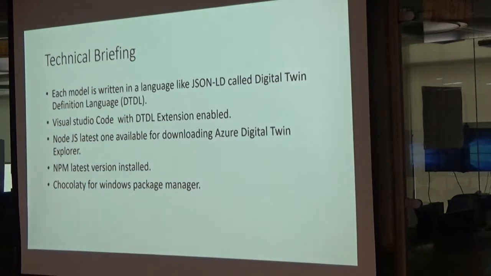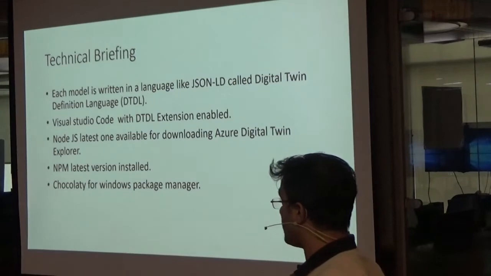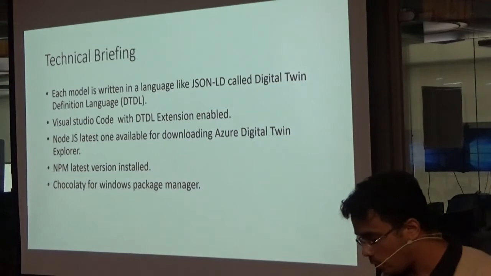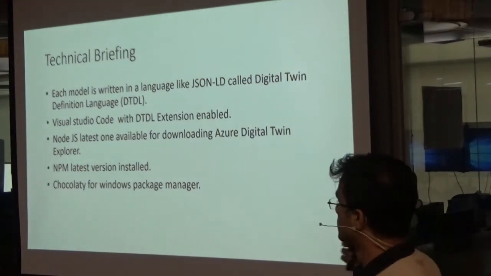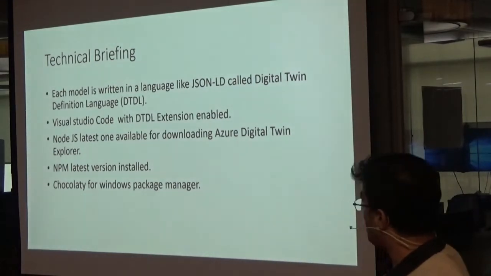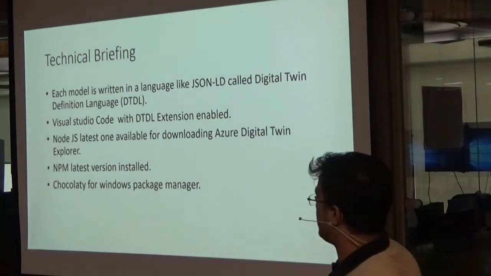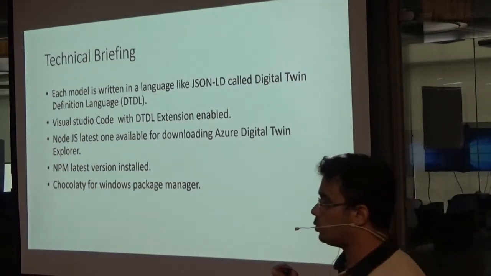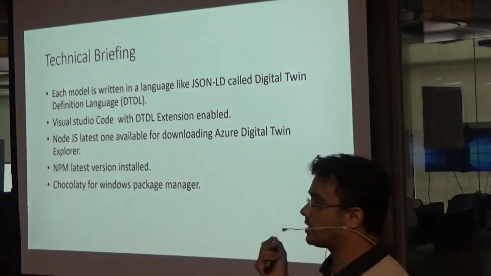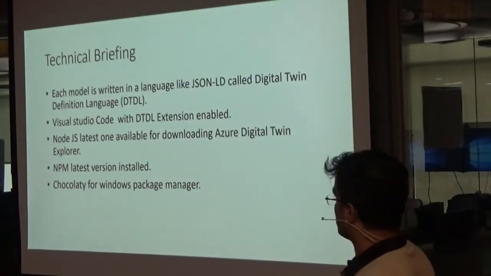After this I will go through the surveys, how it's been created and how the models have been designed. It's just a JSON-like language which digital twin is using. It's not a YAML one, it's a JSON one. It's called JSON-LD, the Digital Twin Definition Language, DTDL. This is a custom extension used to define the digital twin models. We will see how to create the models using this language, DTDL.